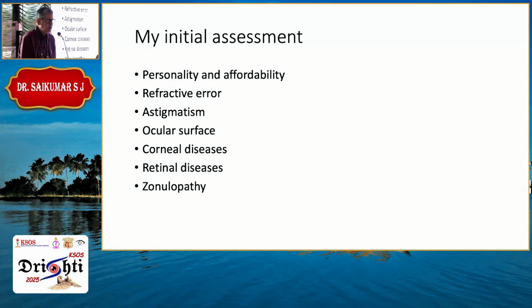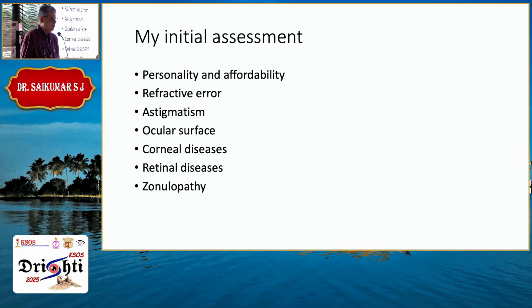So when a patient comes to me asking for spectacle independence, these are the points that I go through normally. The first thing I note is the personality of the patient. How keen is this patient to avoid glasses? Is he or she a very pushy patient who will be unhappy if the results are not good?